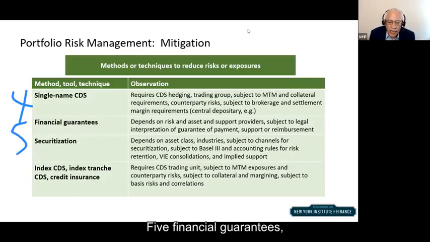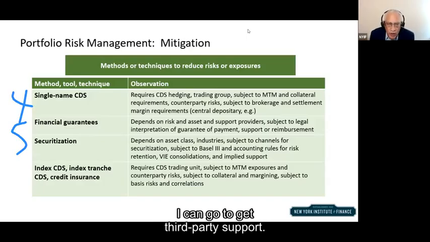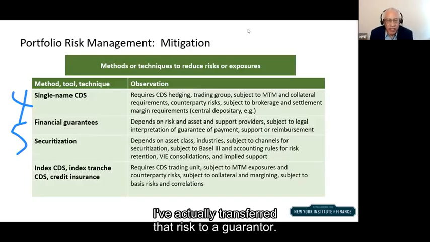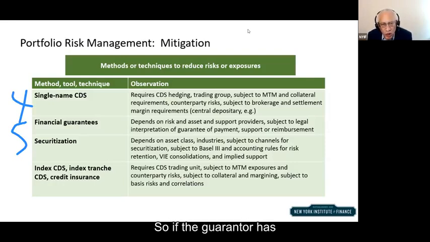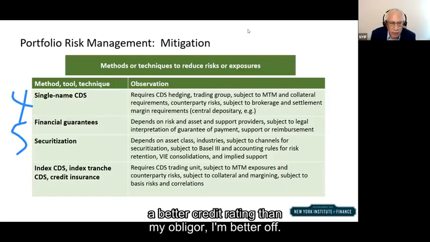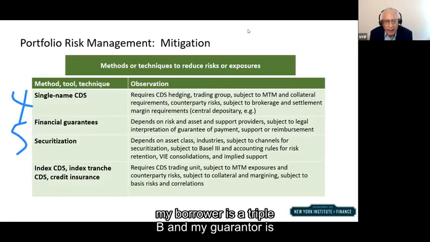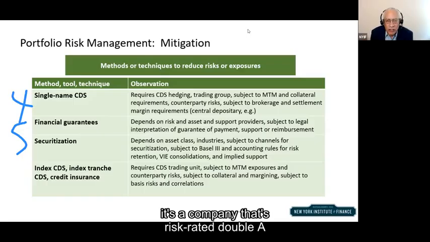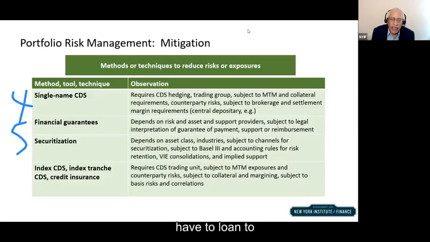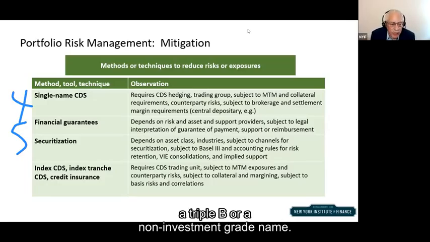Number 5, financial guarantees. I can get third-party support. I haven't eliminated the risk. I've actually transferred that risk to a guarantor. And so if the guarantor has a better credit rating than my obligor, I'm better off. If my obligor, my borrower, is a triple B and my guarantor is the US government, or a sovereign, or a company that's risk rated double A, I'm better off with that than if I have the loan to a triple B or a non-investment grade name.